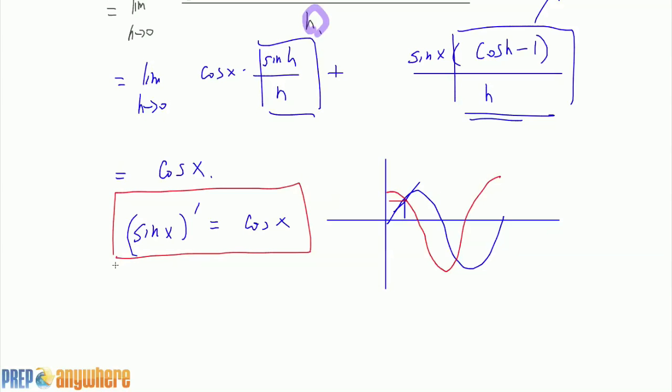Now using a very, very similar procedure, I'm not going to prove the rest. The derivative of cosine of x, so we say similarly, cosine of x derivative is minus sine, not just sine, minus sine. And these are the two most important ones that you need to remember. Now the rest, we can derive from these two.